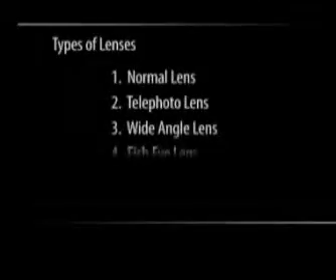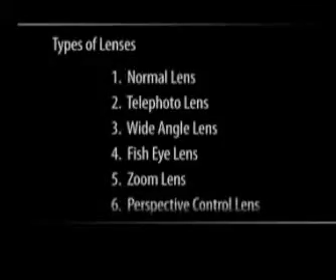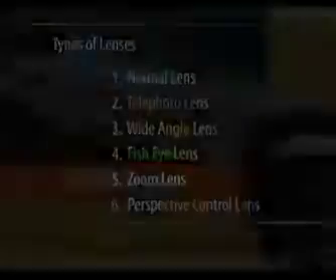There are various kinds of lenses which are available and they have been categorized into certain names. For example, we have normal lens, telephoto lens, wide angle lens, fisheye lens, zoom lens and perspective control lens. Now, all these lenses have different properties and different results. We will see them one by one.